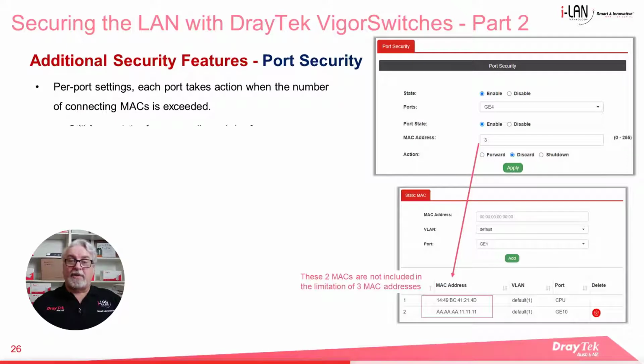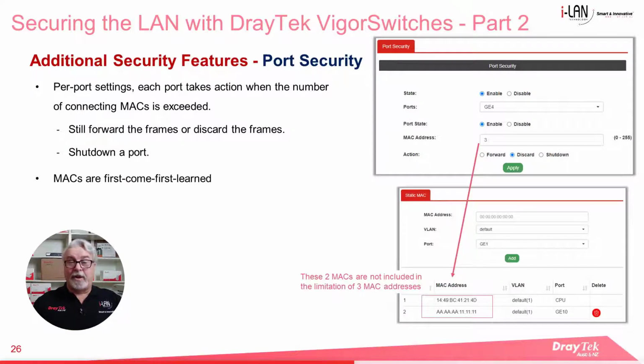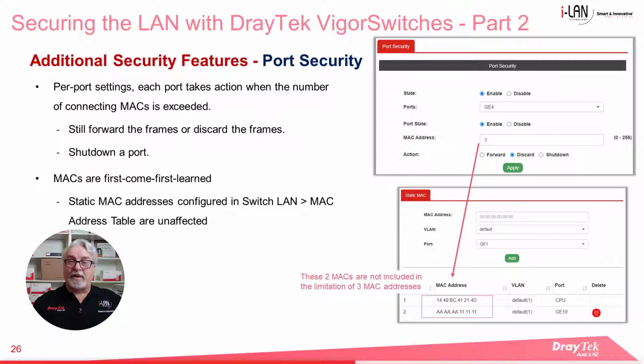The action can be to forward or discard the data packets, or to shut down the port when the number of connected MAC addresses is exceeded. The MAC addresses are first come, first learned. Static MAC addresses configured in the switch LAN MAC address table are unaffected by the port security settings.